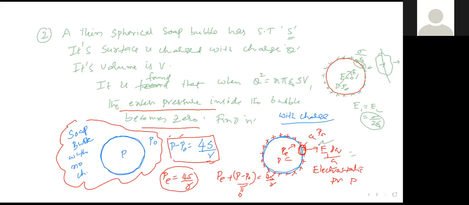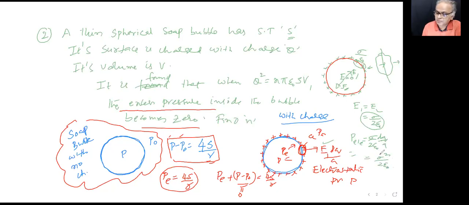So E1 at this site will be what? Therefore, the pressure due to electrostatic force will be, what should I do? E1 is sigma by 2 epsilon 0 into dq by area. But what is dq by area? Sigma again. So sigma square by 2 epsilon 0 is the pressure due to the electric force. That itself is a single separate question. If I have a shell which is charged, what is that pressure caused due to the electric charges? That is sigma square by 2 epsilon 0, that's all.